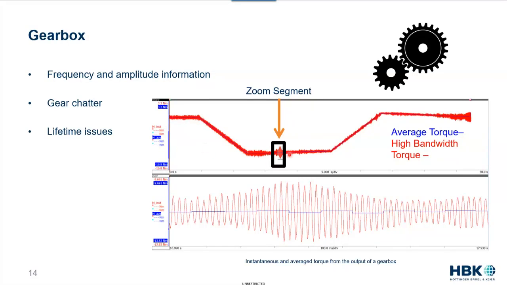Now, if we zoom in on that particular point where the noise looks higher, you can see very clearly that while that average torque value is pretty consistent, we really have clear oscillations, frequency and amplitude going on around that average value. That's real torque ripple. That's not just noise in the signal.